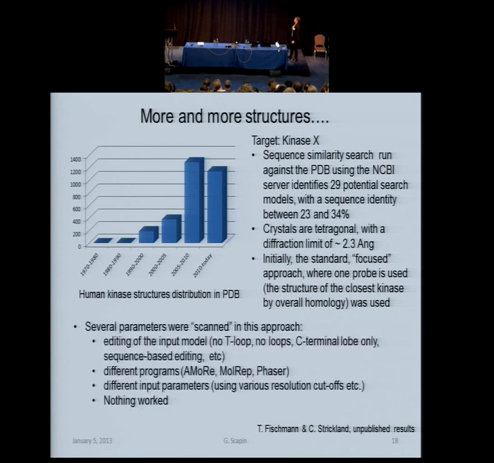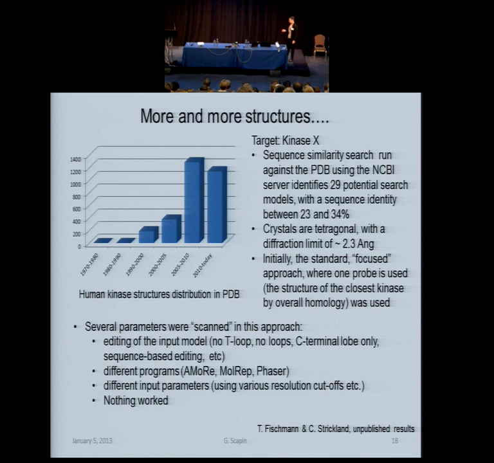We tried Phaser, we tried Amore, we tried MoRep, we tried the two loops, put the loops back in, remove the T loop, single domains, domains together. Nothing worked, absolutely nothing worked. So this is clearly one case in which your rational approach is not going to give you anything, or at least it wasn't going to give us anything.